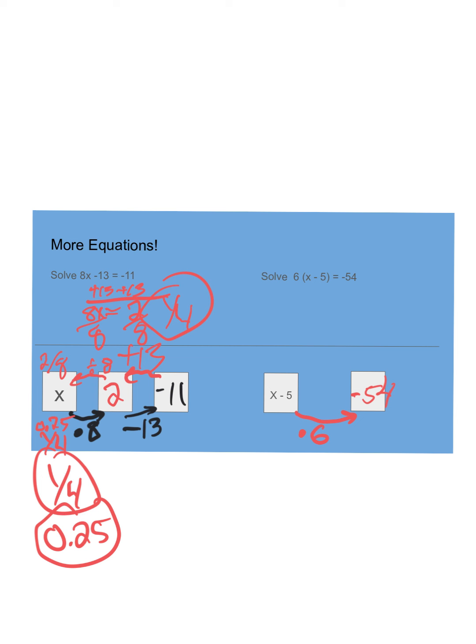Let's look at our next example. We have 6 multiplied to the difference, or the parentheses, x minus 5, and that equaled negative 54. So I'm going to do this a little different. I'm going to put the parentheses in this box, and what am I doing to it? I'm multiplying it by 6. How do I get it to go backwards, or inverse? What I will do is divide by 6. So if I do negative 54 divided by 6, I get negative 9.